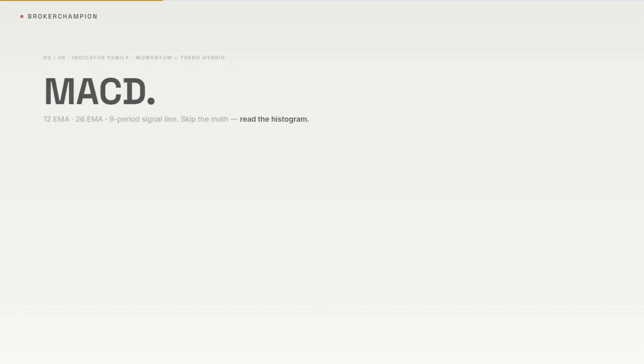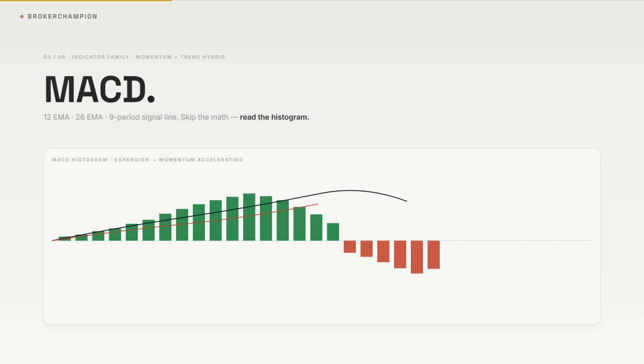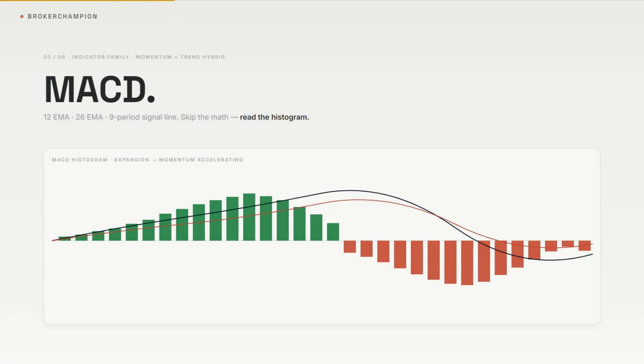MACD, the momentum and trend hybrid, built from a 12 EMA, a 26 EMA, and a 9-period signal line. And you don't need to memorize the math, you need to read the histogram. Rapid expansion means momentum is accelerating. Contraction means momentum is fading even before the crossover prints. Lagging by design, useful as confirmation, terrible in chop.